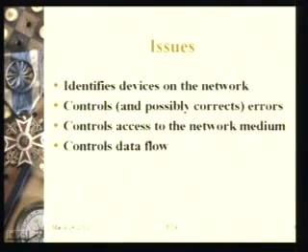What are the key issues related to the data link layer? It identifies devices on the network, various devices which are available. That means some kind of addressing issues will be involved. It controls and possibly corrects errors. So error correction is built into it. All CRCs are built over here. It controls access to the network medium. Who is passing information? It is controlled over here, and it controls data flow. What direction, how it is to be passed, when there is a congestion, what actions to be taken. All those issues are dealt with by this particular layer.